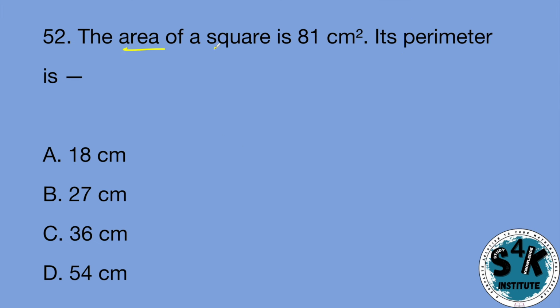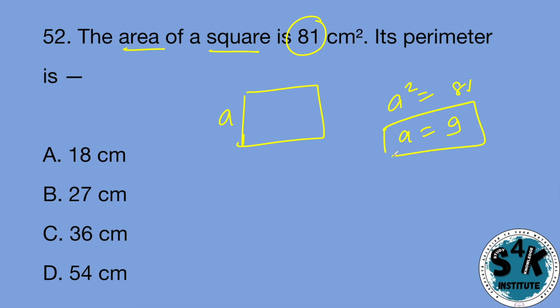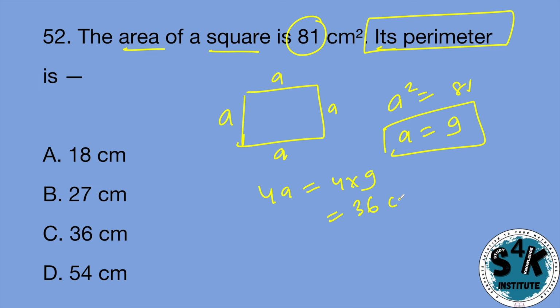The area of a square is this much. Do you know the formula for area of a square? The side length is A, so area will be A square, that is 81. So A will be 9 in that case. They have asked for perimeter. The perimeter is the sum of all sides, so it is 4A. So 4 times 9 becomes 36 centimeter.